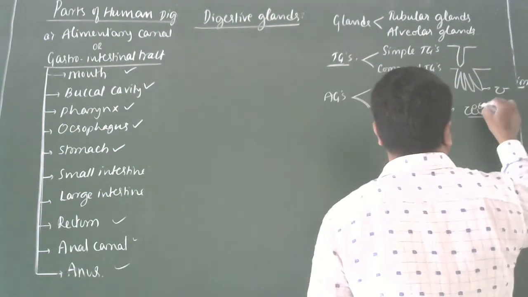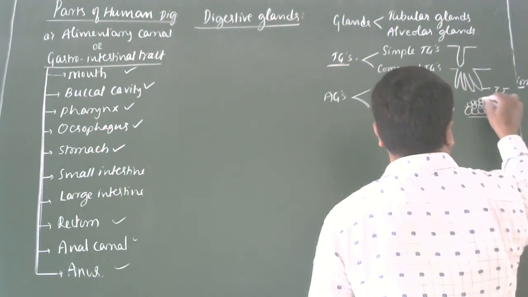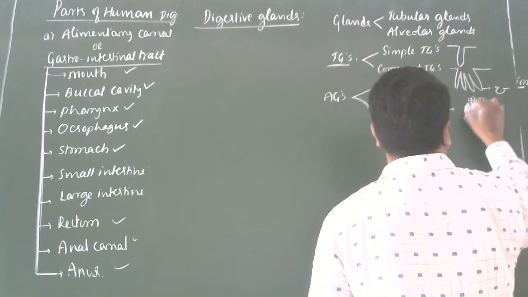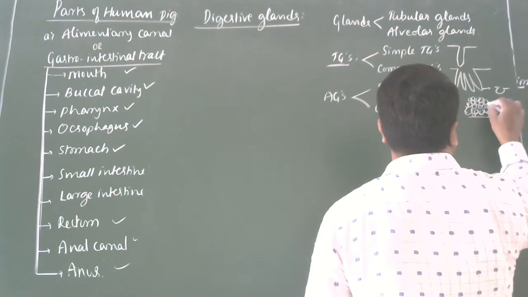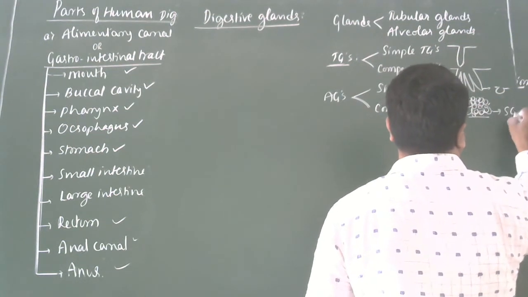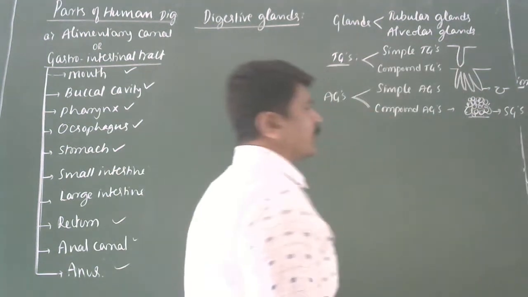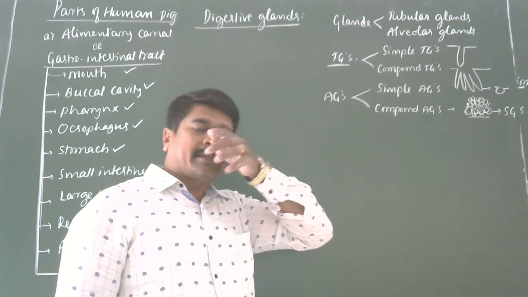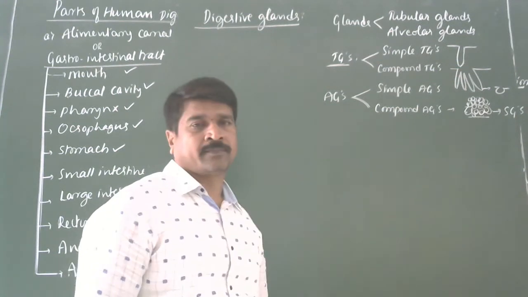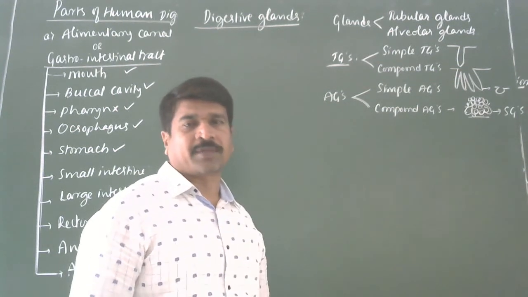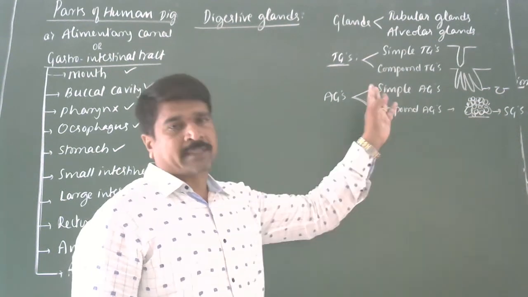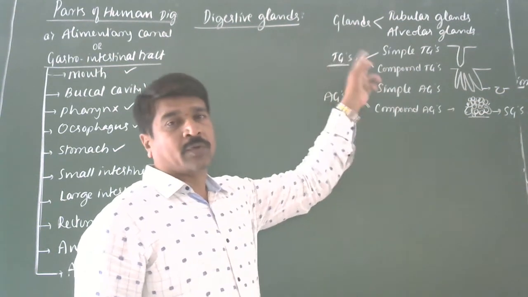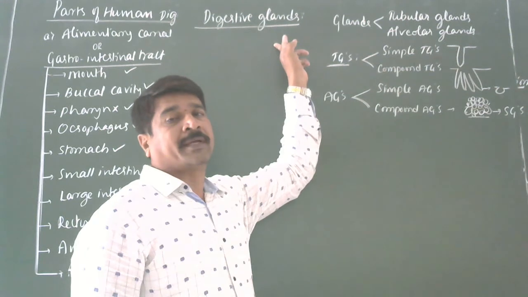If the gland has many sac-like structures, then it is called compound alveolar glands. For this, you can take the example salivary glands. Then simple alveolar glands are commonly found in frog. Got it? What I am telling you, so that you should keep in your mind. So these terms we are going to use while discussing the types of the digestive glands.